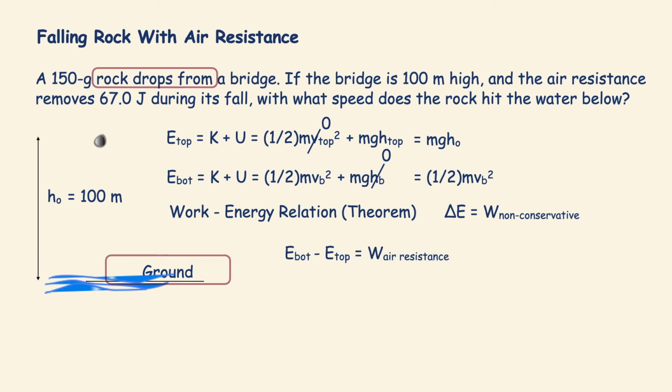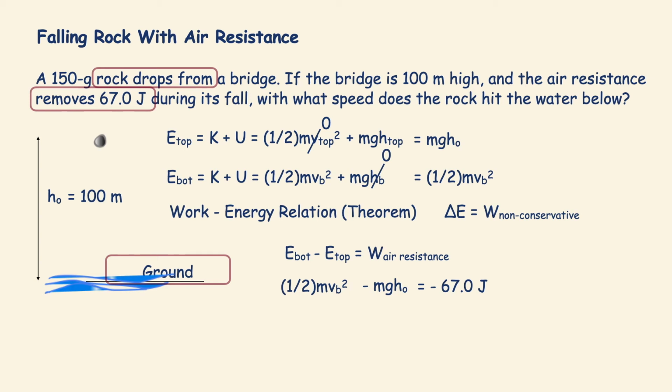We're going to have the difference between the mechanical energy at the bottom and the top, bottom being our final position and the top our original position, has to be equal to the work of the air resistance. In other words, 1/2 mv squared at the bottom minus mgh naught, which is the height at the top, has to be equal to minus 67.0 joules. I put it minus here because the problem tells us that the air resistance removes 67 joules.